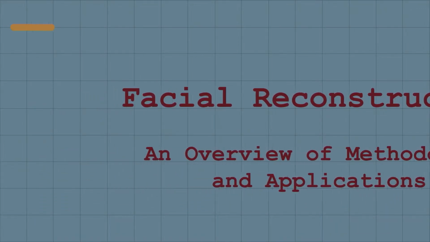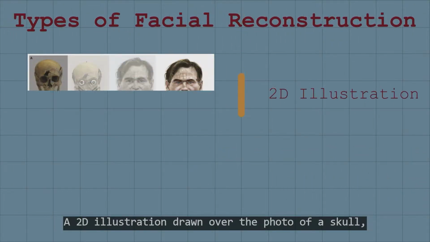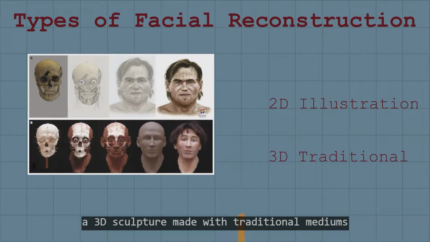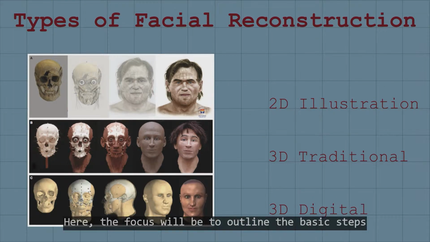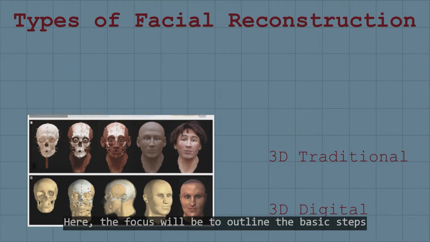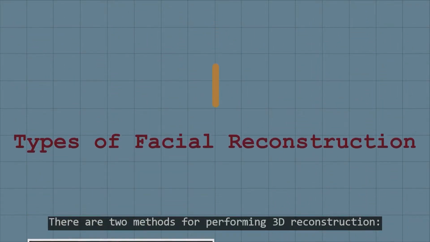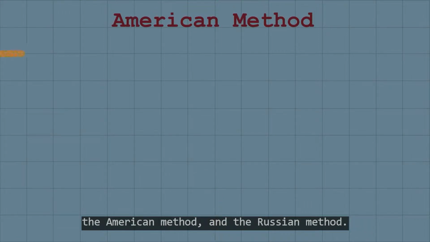There are three basic types of facial reconstruction: a 2D illustration drawn over the photo of a skull, a 3D sculpture made with traditional mediums, such as clay, and a 3D digital sculpture. Here, the focus will be to outline the basic steps for a digital or traditional 3D reconstruction. There are two methods for performing 3D reconstruction: the American method and the Russian method.